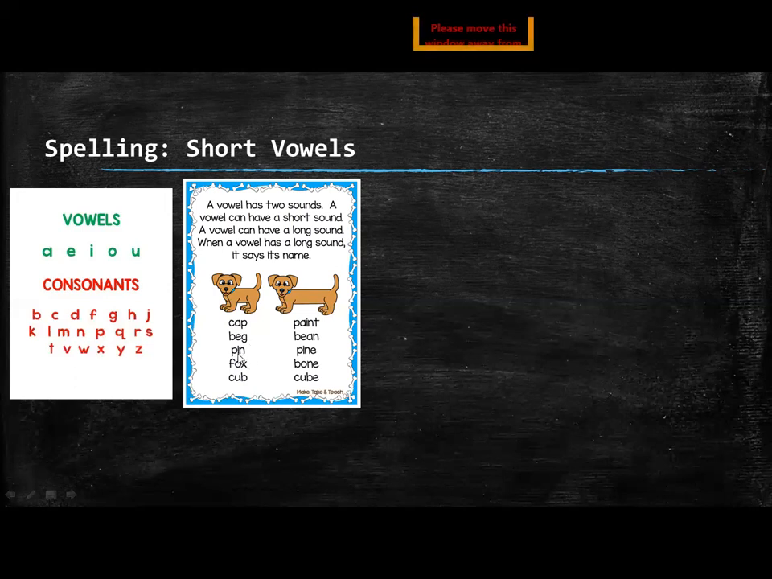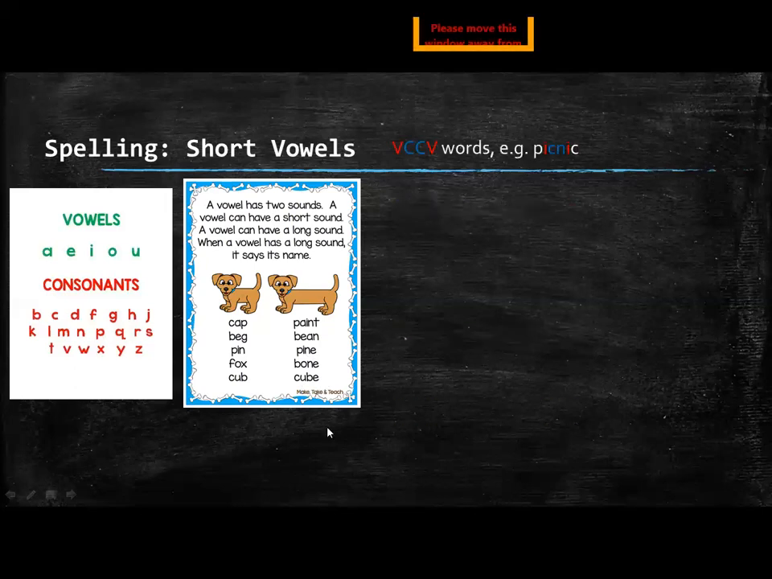Pin, this is your short I. And this right here, pine. Because of this E, remember this E reminds you to turn this I into long I sound. So pine. All right, that's your long I sound. Fox, short O. Bone, long O. Cub, short U. Cube, long U. So that was a quick reminder.